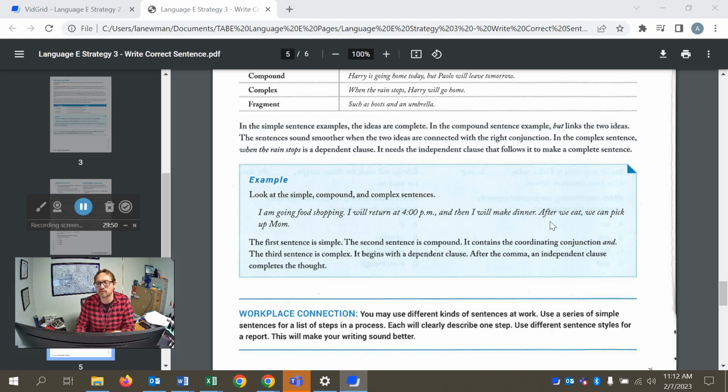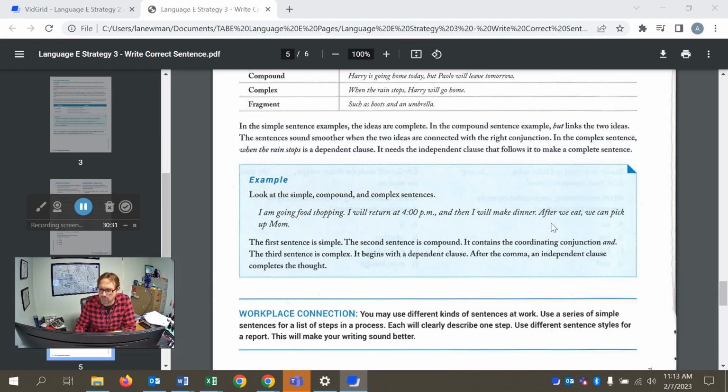And then in this last example, we're going to have a complex sentence, subordinate clause and independent clause. After we eat, there's our subordinate or dependent clause. We, subject, eat, verb, and then we have this subordinating adverb "after." And then we can pick up mom. There's our independent clause. We, subject, can pick is our verb phrase. So that's an independent clause, but "after we eat" is not an independent clause. We can pick up mom could be its own sentence, unlike after we eat.